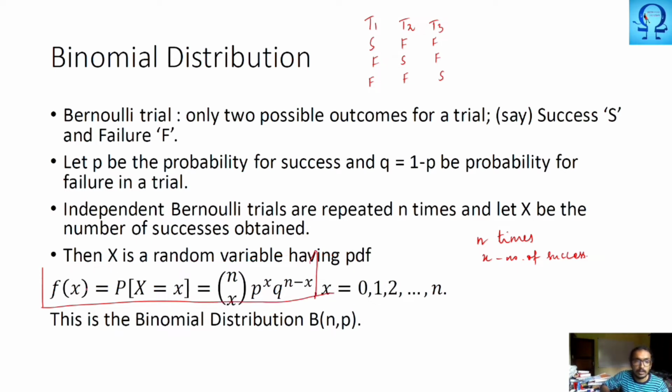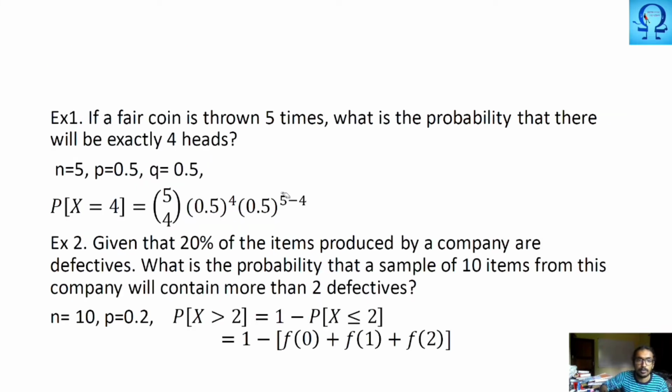So this is the mass function of the binomial distribution. It is usually denoted as B(n, p). Remember, this B denotes the binomial distribution, and n and p are the parameters that are required to describe this distribution. That is, n is the number of trials that you are making and p is the probability of success. Now let us look at some problems.